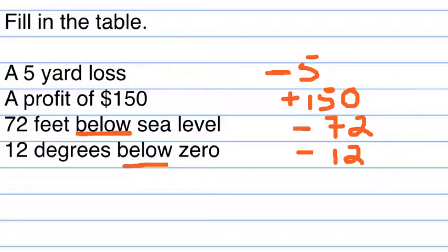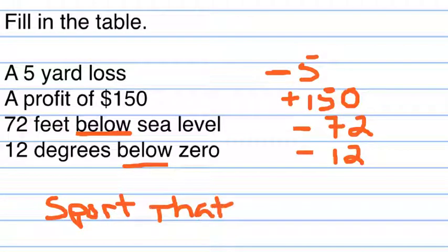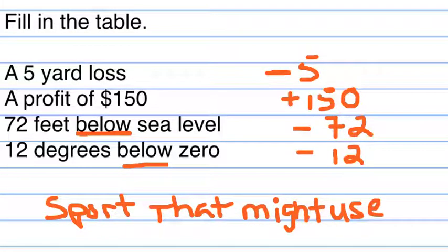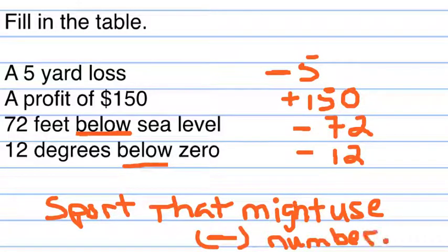I'm going to ask you to add something onto your page and see if you can come up with this. Give me an example of a sport that might use negative numbers. Write that down on your page. A sport that might use negative numbers. Okay, and then we'll talk about that when we discuss our notes.